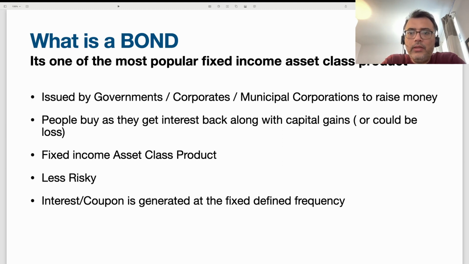Now, remember, there are a couple of things that I wanted to mention here. In the last video on investment banking, I talked about the buying side and the selling side, right? So just put that same concept back on the table. If there is a bond, there is somebody who has issued the bond, and that person is basically the issuer of the bond, which in this case can be a government, a corporate, or a municipal corporation, right?